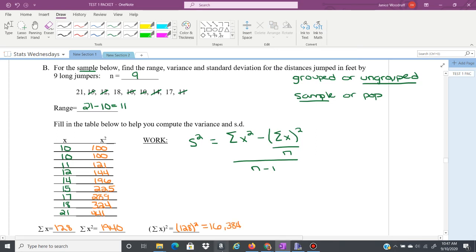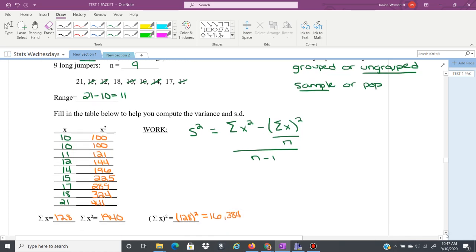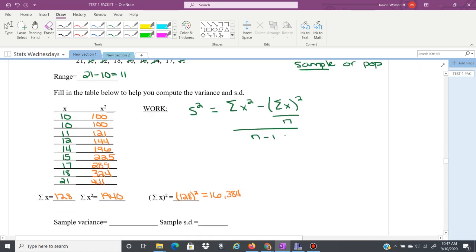Okay, and then I can plug all of these numbers into the formula here. And that'll give us our variance. So we have the sum of x squared, that's here, the 1940, minus the sum of x values squared, that's the 16,384, over n, our sample size, which was 9, and then that's over 9 minus 1.